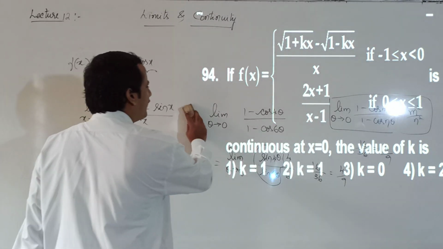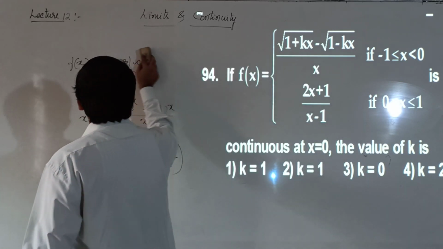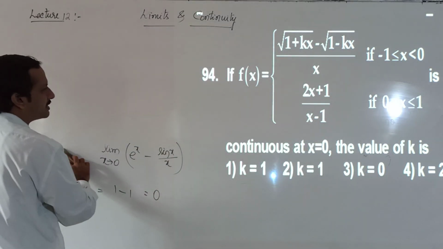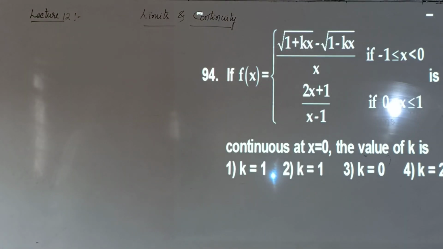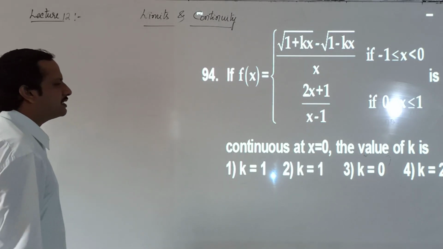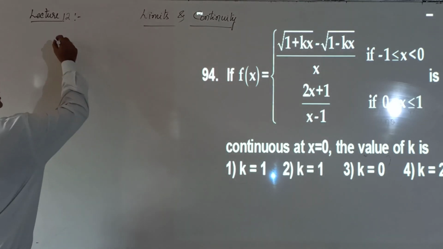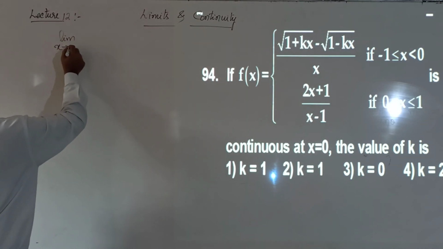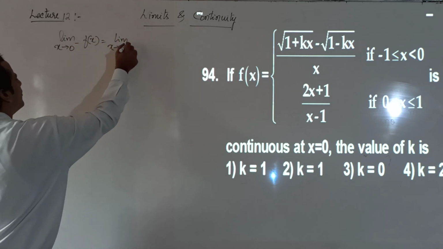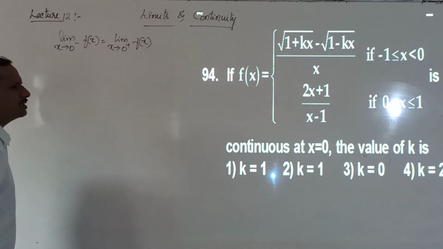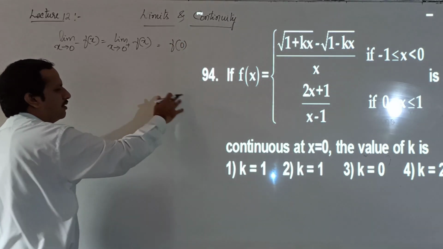94th question. If f of x is equal to root of 1 plus kx minus root of 1 minus kx by x, when x is between minus 1 and 0, and it is 2x plus 1 by x minus 1 when x is between 0 and 1, and f is continuous at x equals 0, then the value of k is. They have given that the function is continuous at x equals 0, therefore I can write the limit as x tends to 0 minus of f of x is equal to the limit as x tends to 0 plus of f of x. The left hand limit must be equal to the right hand limit, which must be equal to the functional value f of 0.